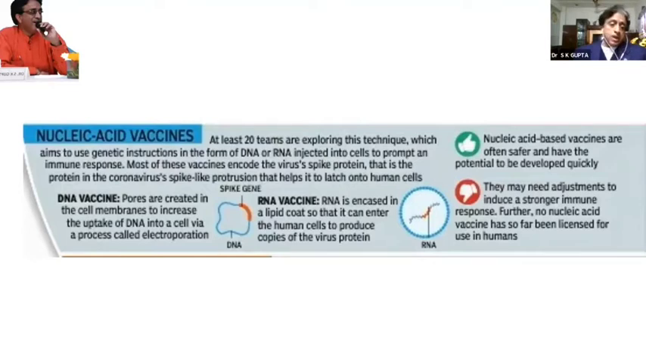DNA vaccine is another similar kind of vaccine in which the mRNA is integrated into the DNA of a virus, and this whole DNA is introduced into the human body by some handheld device, which is called a percolator, and this DNA starts manufacturing the spike proteins.